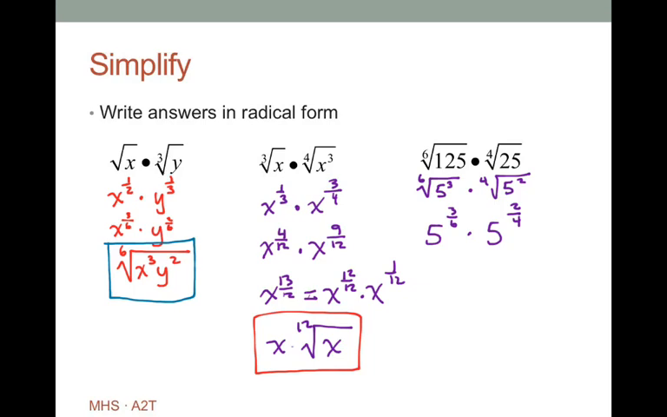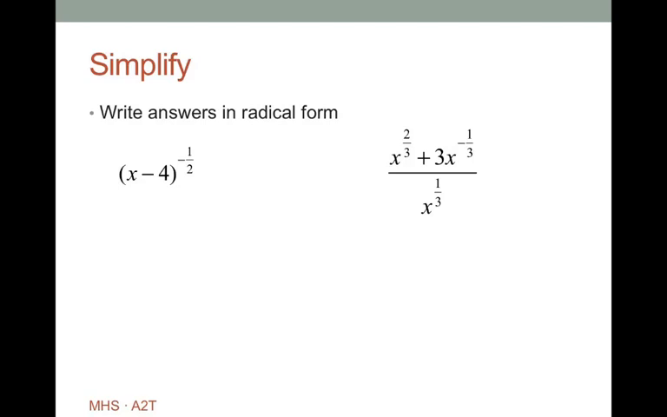Okay, now I have the same bases, so I can combine the exponents. But again, when I'm multiplying two numbers with the same base that have exponents, I have to add the exponents, which means I have to have common denominators. Common denominator for 6 and 4 is probably going to be 12. I'm sorry, I didn't even notice that. They're both raised to the 1/2 power, so 5 to the 1/2 times 5 to the 1/2. Now I can add those two fractions together and get 5 to the 1st power, and that simplifies to 5. Okay.